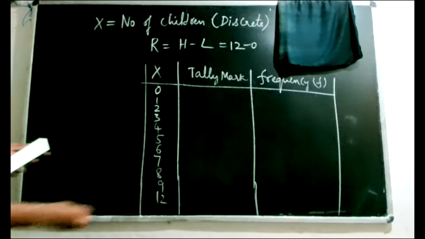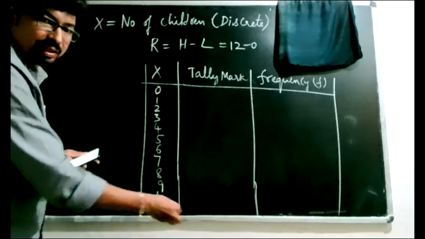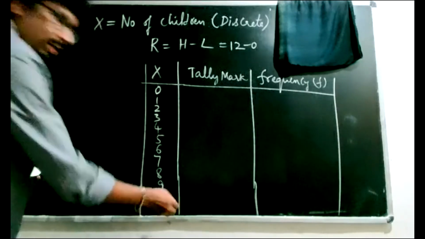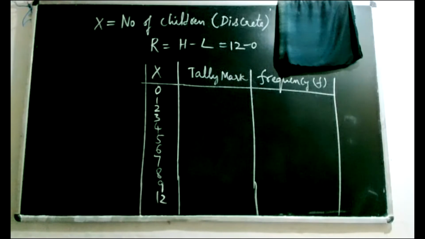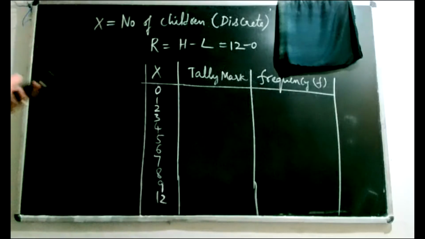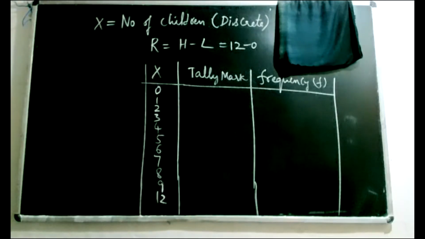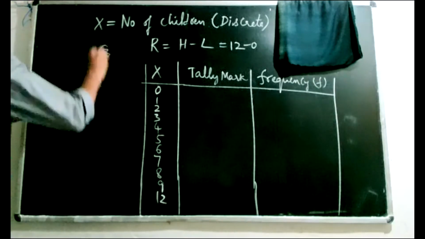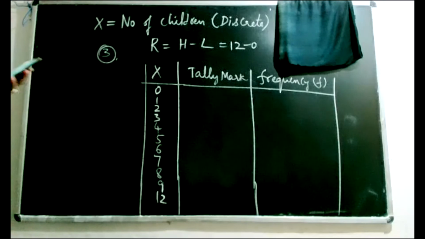Even if you write them, it is not wrong, but no tally will come there, and if no tally comes, the frequency is automatically 0. So I need not worry about that. Just write all the possible values they have given, write the tallies as usual, and write the frequencies. Represent the data in the form of a discrete frequency distribution. So we'll just look into that.